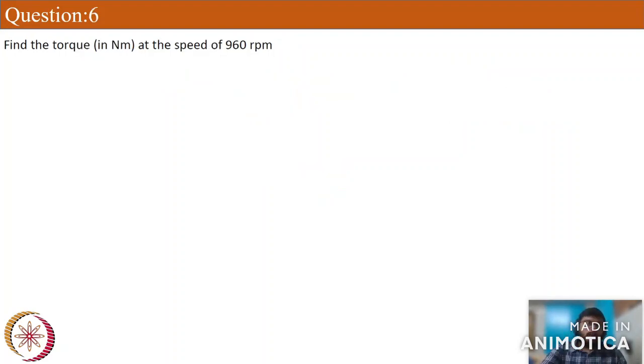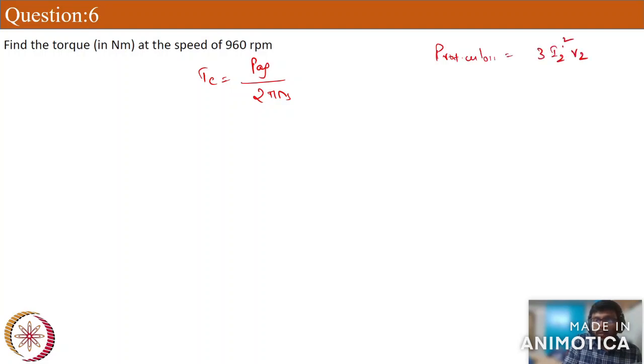Okay, now the torque at this speed of 960, again the torque formula is equal to air gap power by 2 pi Ns, and we know that rotor copper losses is equal to 3 I2 dash square R2, and air gap power is 3 I2 square R2 by S. And let's calculate the air gap power here itself.